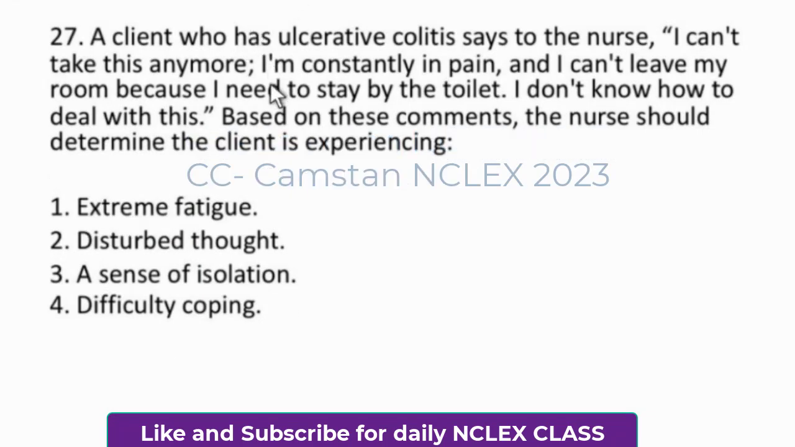A client who has ulcerative colitis says to the nurse, "I can't take this anymore. I am constantly in pain and I can't leave my room because I need to stay by the toilet. I don't know how to deal with this." So he needs to stay by the toilet. That means he's having some kind of stomach problem, like diarrhea or pain. Based on these comments, the nurse should determine the client is experiencing, okay.